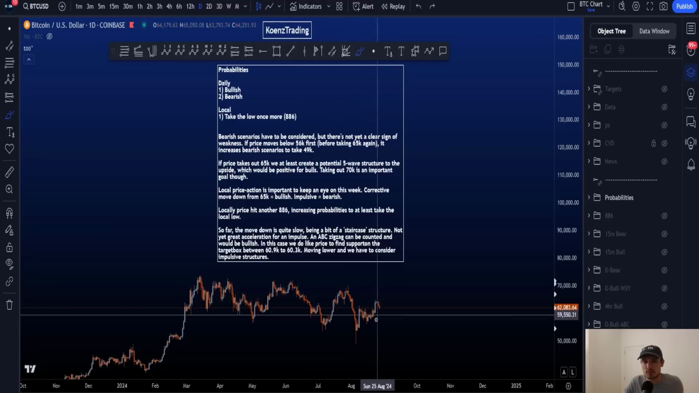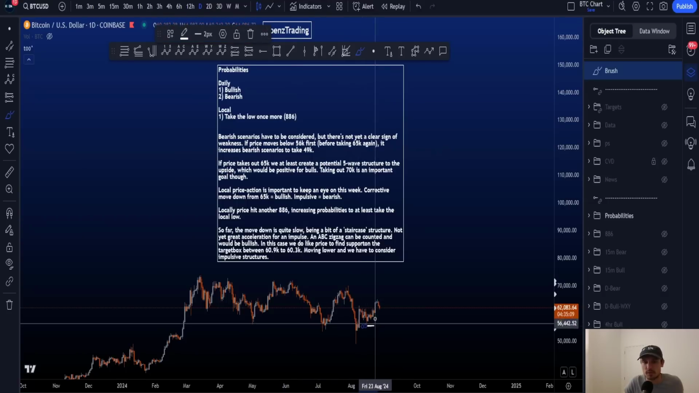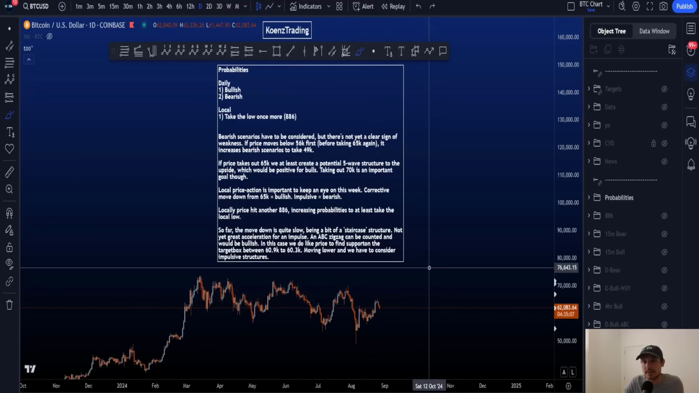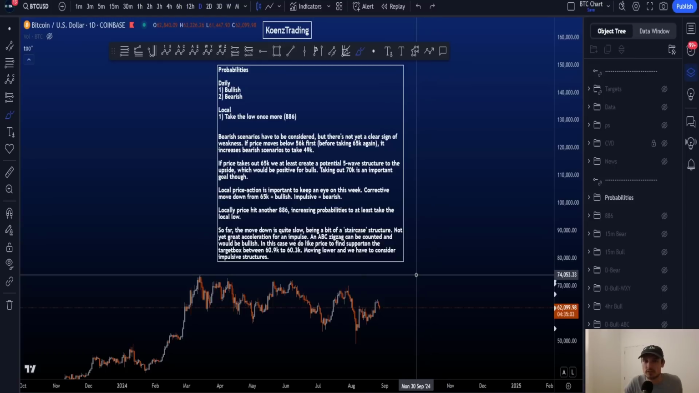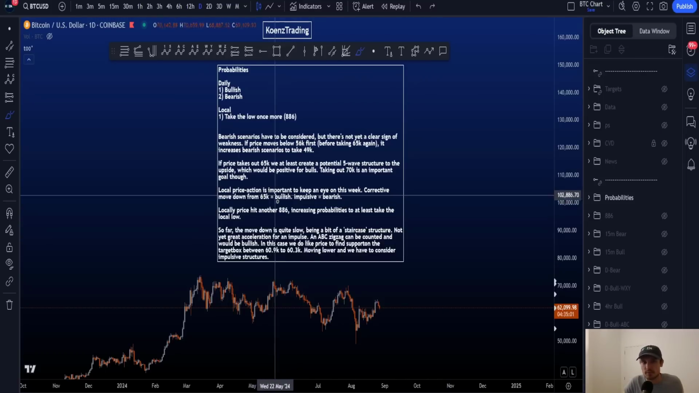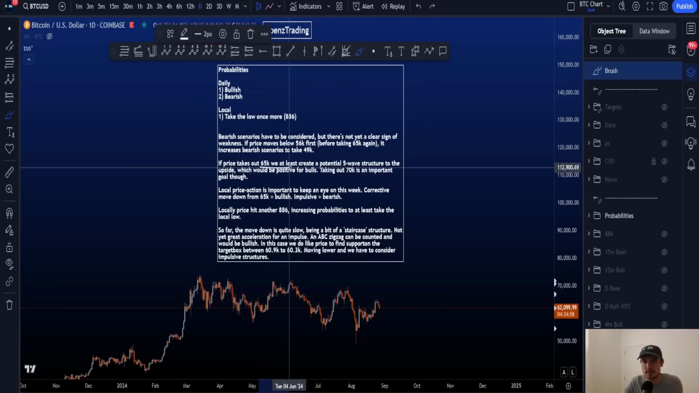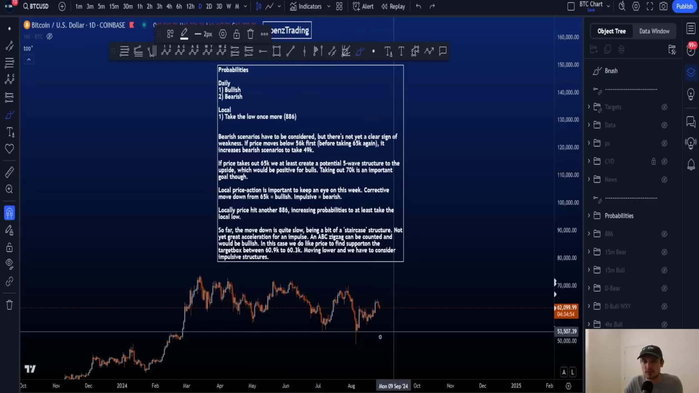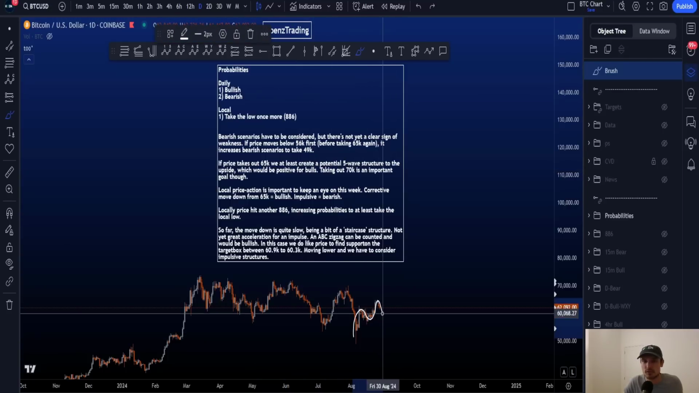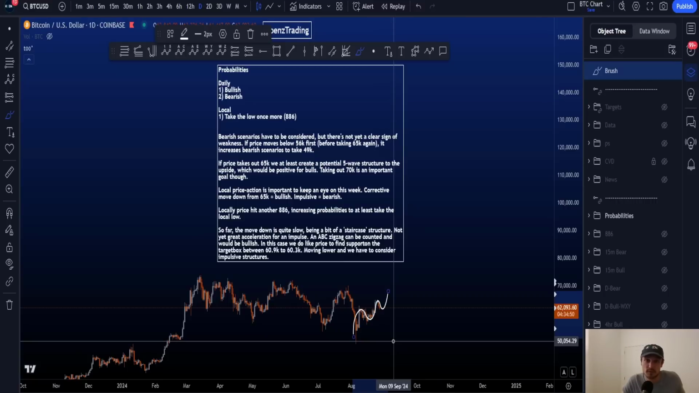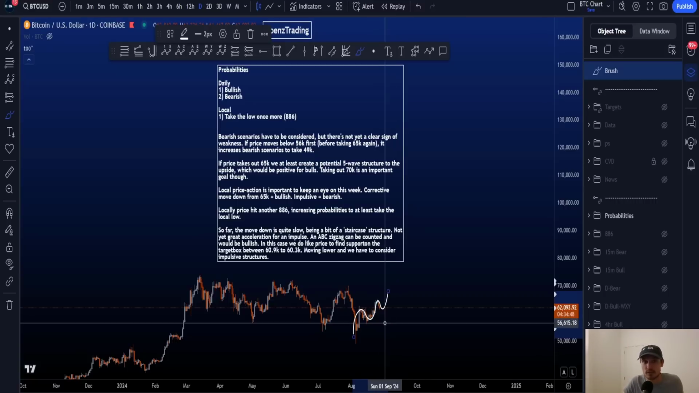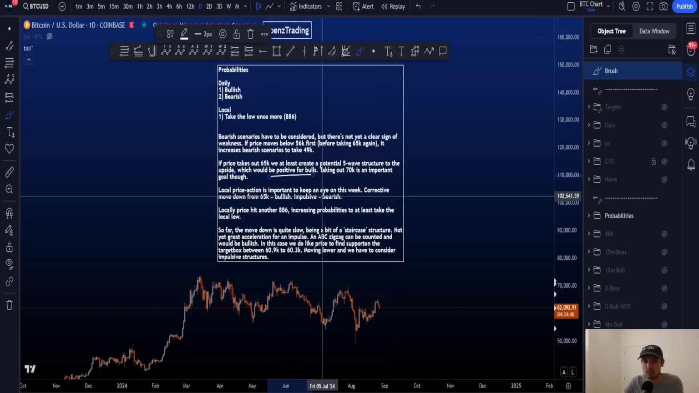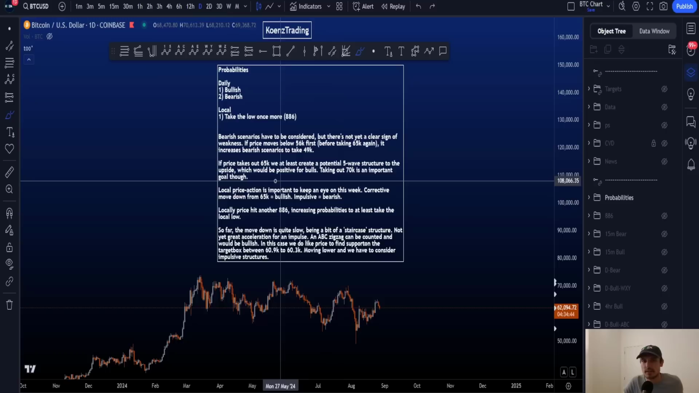If price moves below 56k first before taking 65k again, it does increase the probabilities for bearish scenarios to take 49k. If price takes out 65k first, we at least create a potential 5-wave structure to the upside, right? At least a potential 1, 2, 3, 4, 5-wave move in, for example, a diagonal structure. That would be positive for the bulls. Taking out 70k is an important goal.